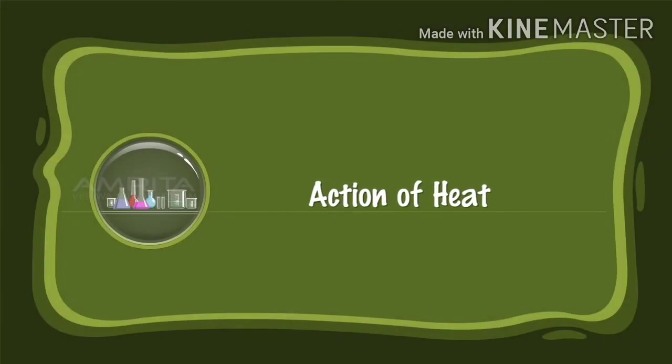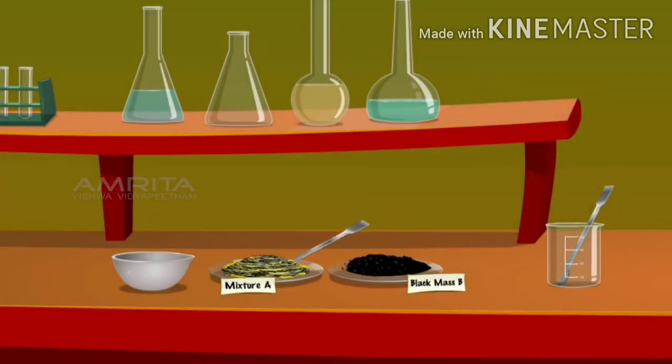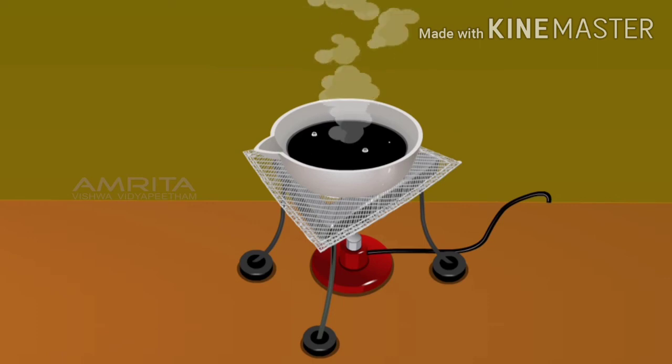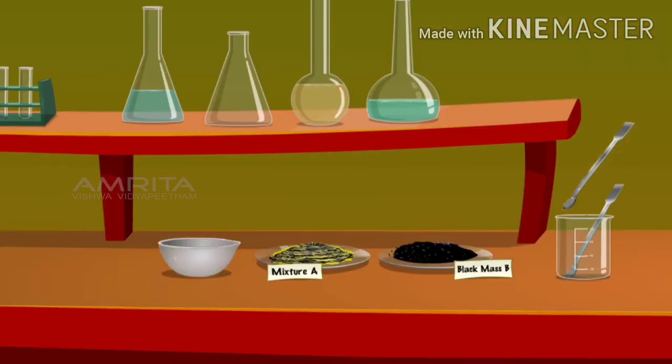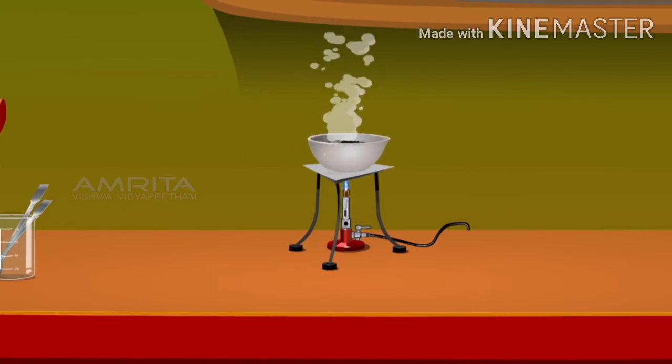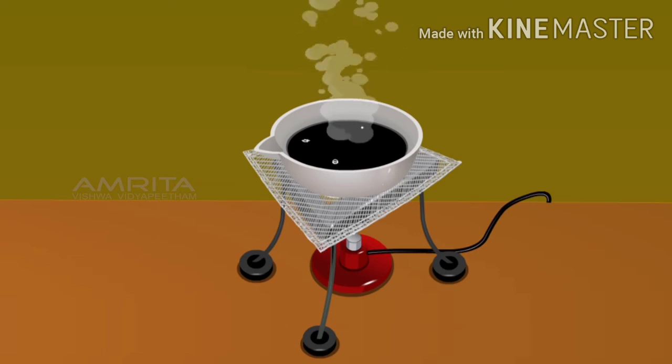Action of heat. Take a small quantity of mixture A in a china dish. Heat the mixture strongly. A black mass is obtained which is homogeneous. A compound of iron filings and sulfur powder, FeS, is formed on heating. Take a small quantity of black mass B in another china dish. Heat it strongly. No change is observed. The compound FeS does not show any reaction on heating.